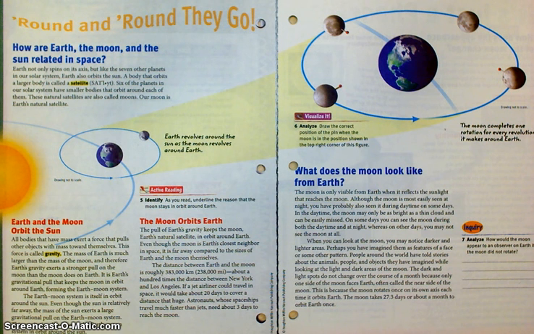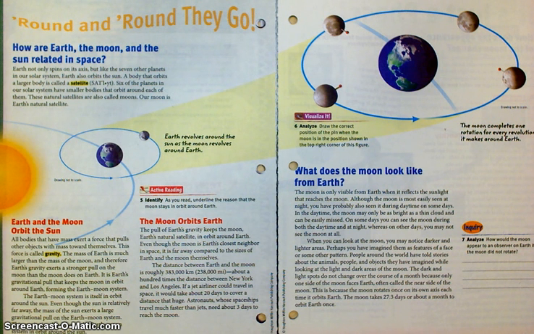On some days, you might see the moon during both the daytime and the nighttime, whereas on other days, you may not see the moon at all. Depends on what phase the moon is in. When you can look at the moon, you may notice darker and lighter areas. Perhaps you've imagined them as features of a face or some other type of pattern. People around the world have told stories about animals, people, and objects that they've imagined while looking at the light and dark areas of the moon.